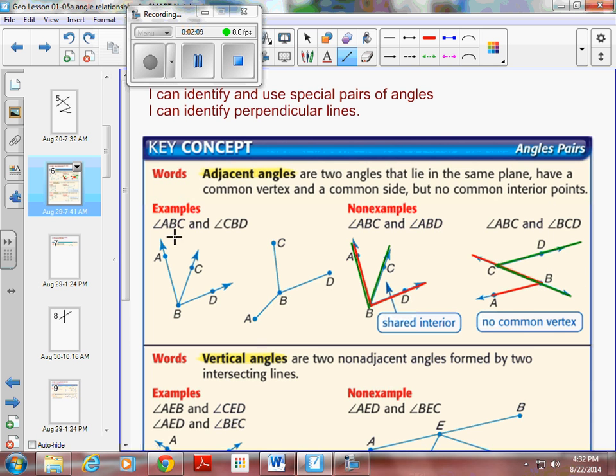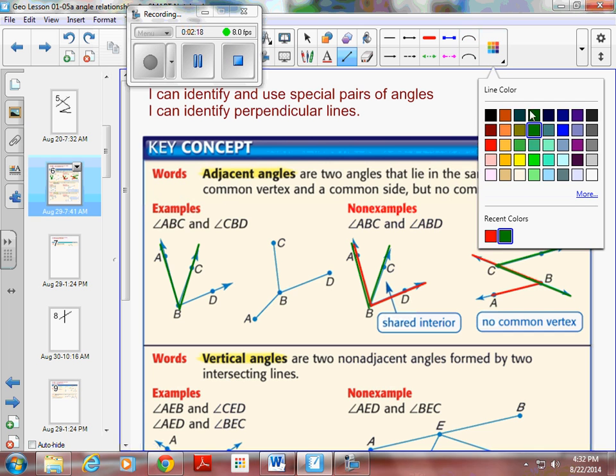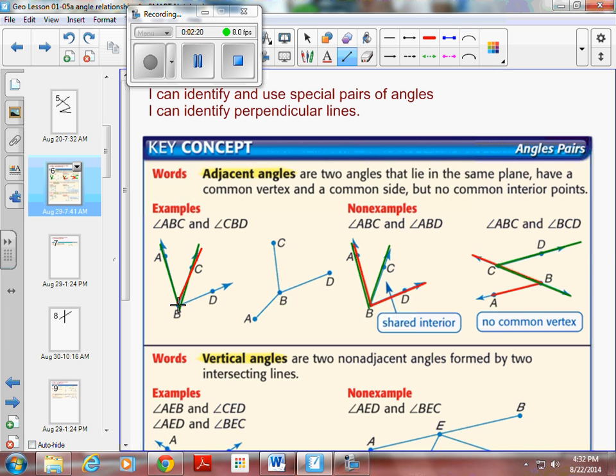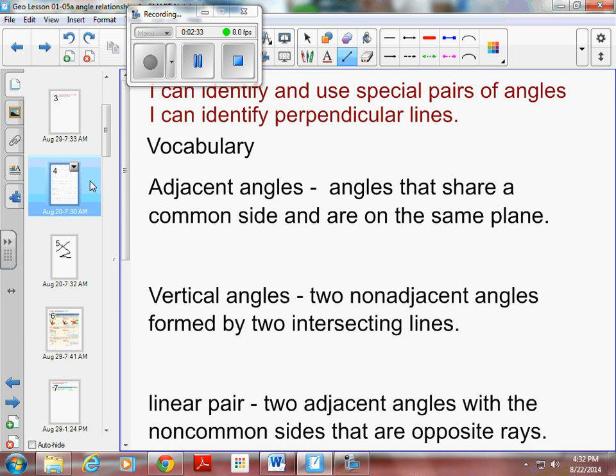So adjacent angles share a common side. So A to B to C, and then C to B to D. They both have this BC as a common side. They share B as a vertex. Those are definitely adjacent. Okay, let's go back to our list of vocabulary words and get the next word.